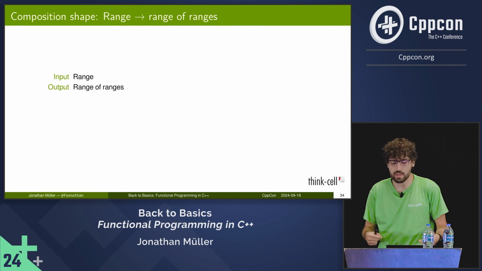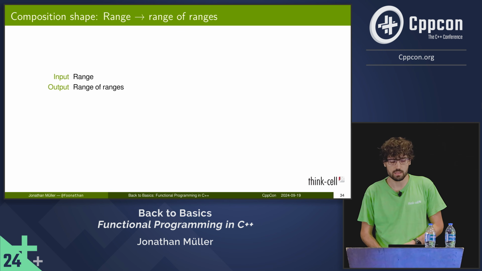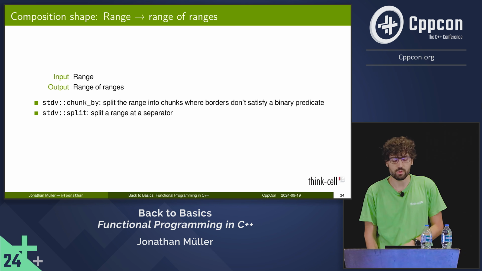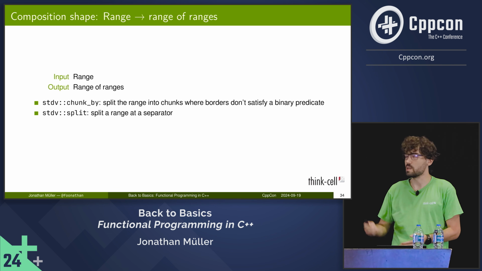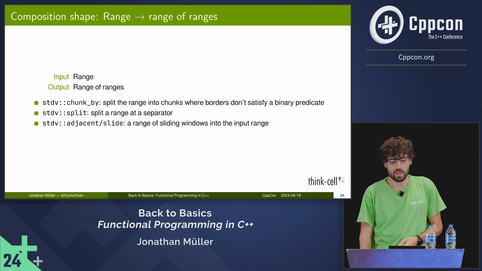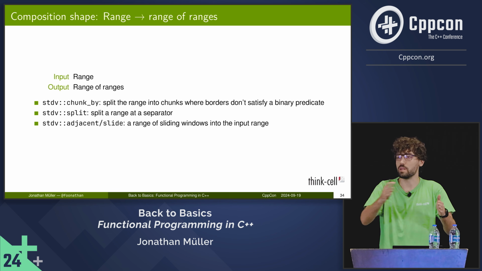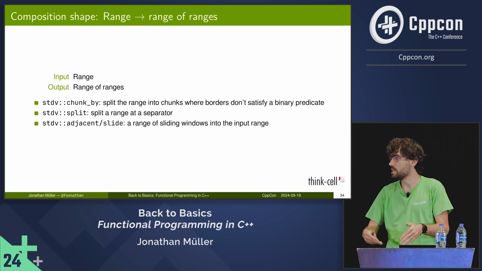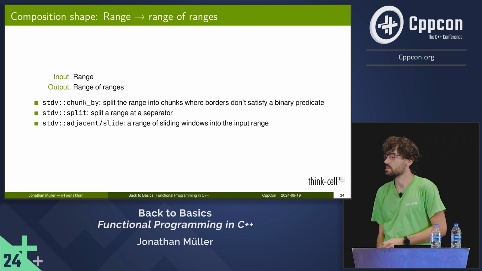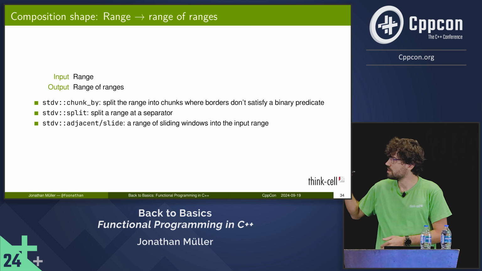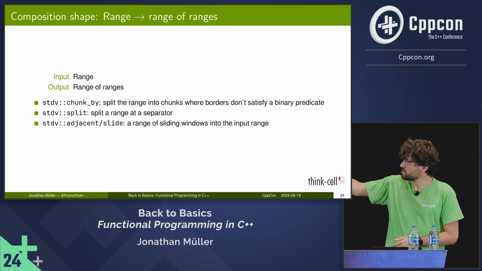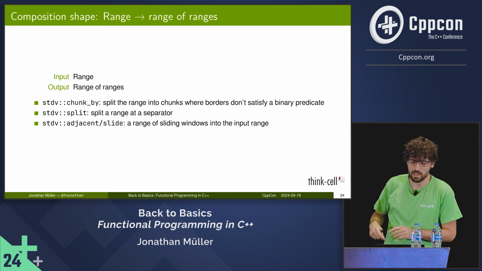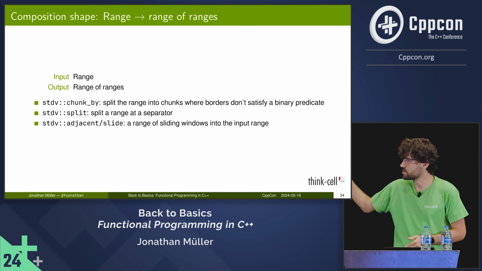So the composition shape here is we've got a range, and we want to return a range of ranges using, for example, chunk by, which splits it on a predicate. We've also got split, which just splits it when we have a particular value. And then adjacent or slide, which create sliding windows in the range. So the first element is, for example, the first 3 elements, and then we've got the next 3 elements, and then the next 3, and so we've got sliding windows. So whenever you need a sliding window, you can use adjacent or slide. One of them takes the count, and the other one takes the count as a compile time size or something like that. That's the difference. One gives you a tuple, and one gives you a range.